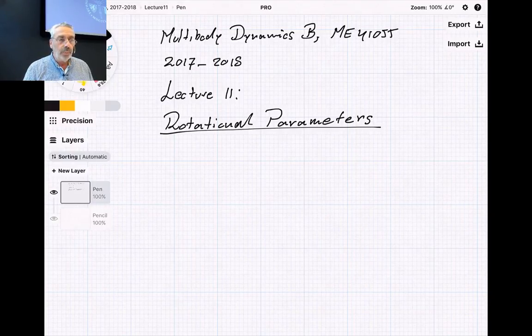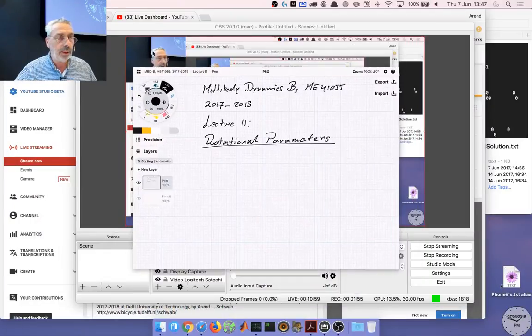The topic for today is rotational parameters, which is totally in line with last week where we talked about rotation matrices, Euler angles, and we stumbled upon the problem with the Euler angles, the gimbal lock. And lo and behold, there's a solution to all your problems, and that's called the Euler parameters. That's the topic for today. But before we do that, we go to the quiz.